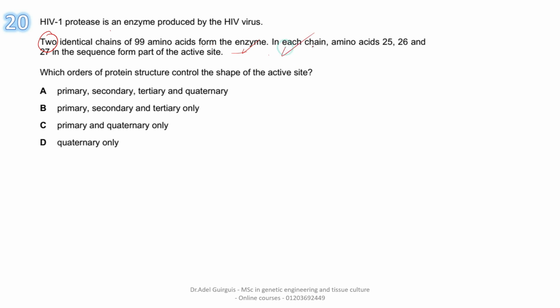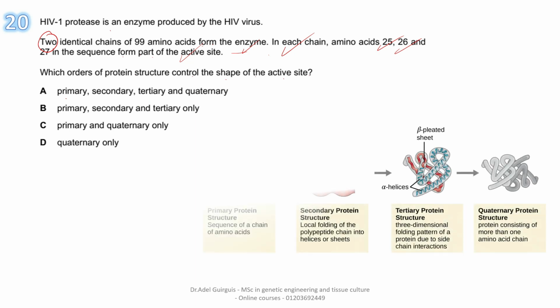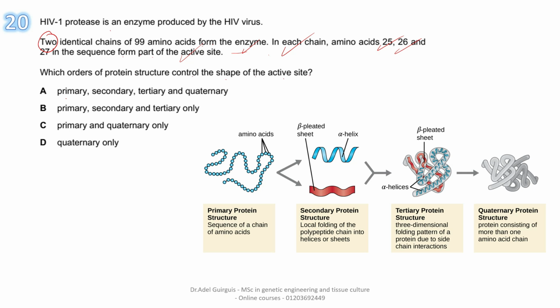In each chain, amino acid 25, 26, and 27 in the sequence form part of the active site of this enzyme. Which order of protein structure controls the shape of the active site? Sure, all of the levels. So letter A, primary, secondary, tertiary, and quaternary. Okay, look at these different levels. The first level is just the order and sequence of amino acids.